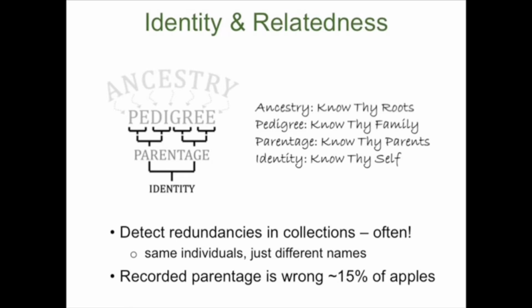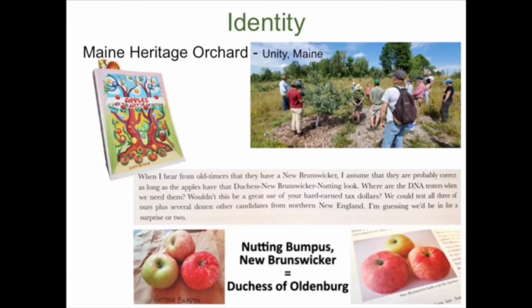Some new material came in that was sent by John Bunker and friends. They sent me several individuals, some leaf tissue that I ran, and his book has just come out too, The Apples and the Art of Detection, which is a really great book. And in there, for example, is a couple of individuals. New Brunswicker is mentioned, and Nutting Bumpus. You probably can't read the writing, but it says, hey, when I hear about these things, I assume they're probably correct as long as the apples have that Duchess, New Brunswicker, Nutting look.